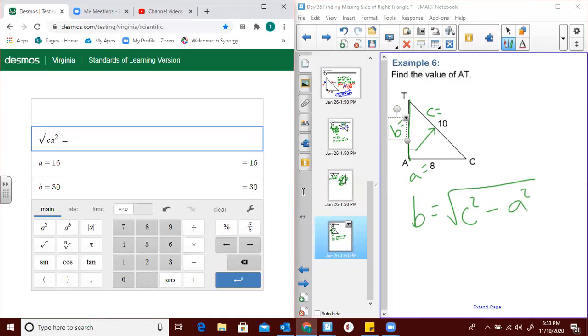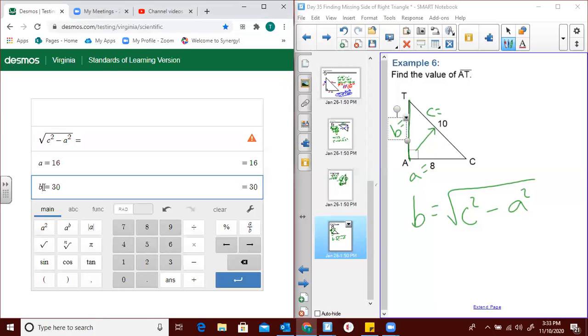So we have C squared minus A squared. We're going to put a C in here. Well, I know that A equals 8 and C equals 10. And you'll see that it gives my value of B to equal 6. Again, you can check this.